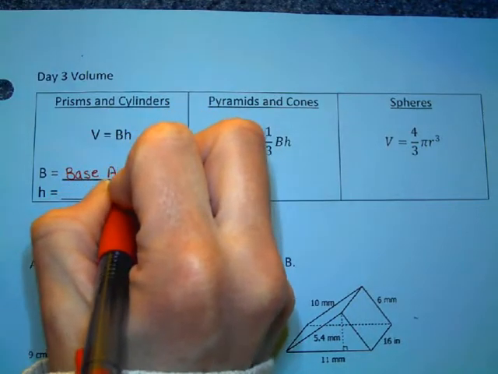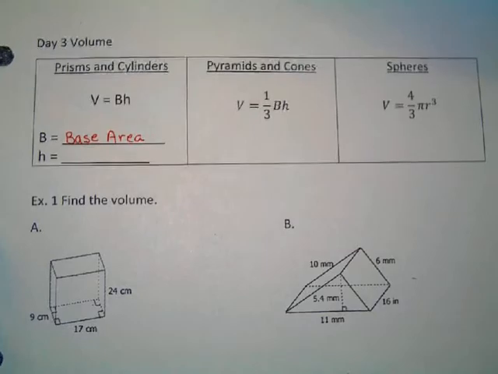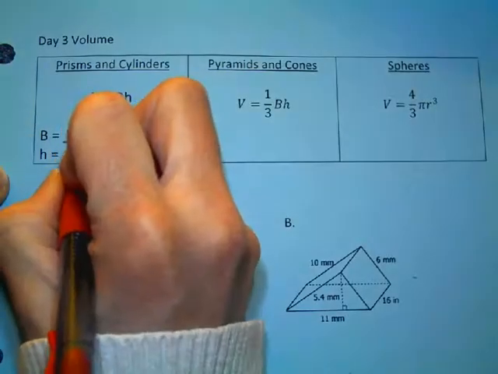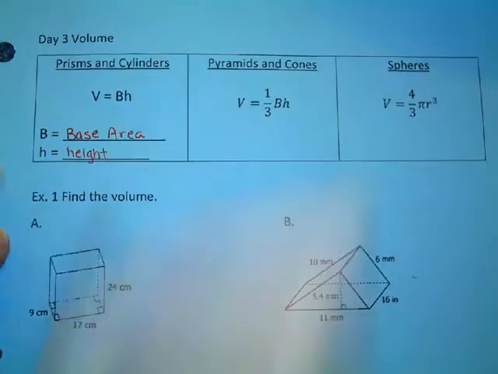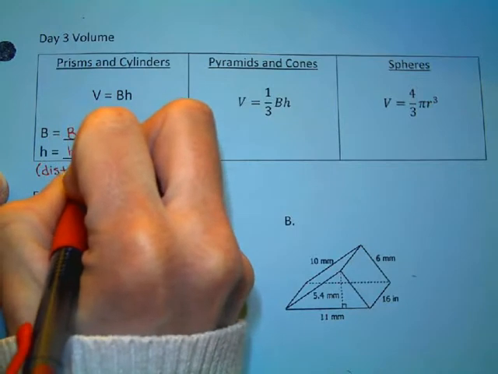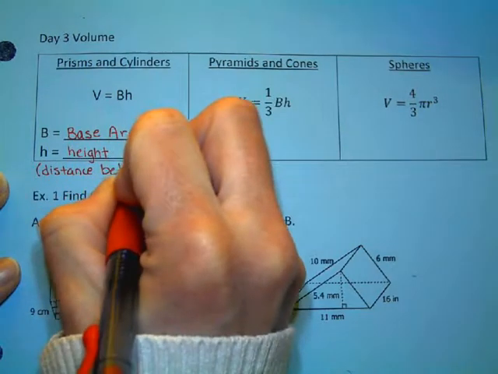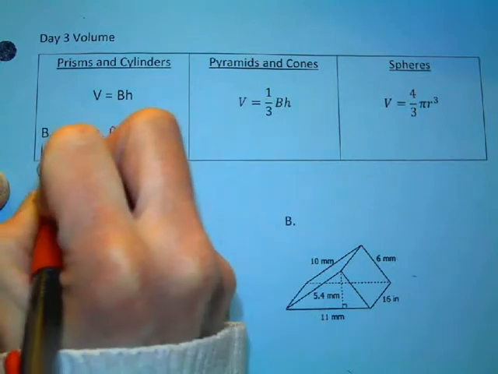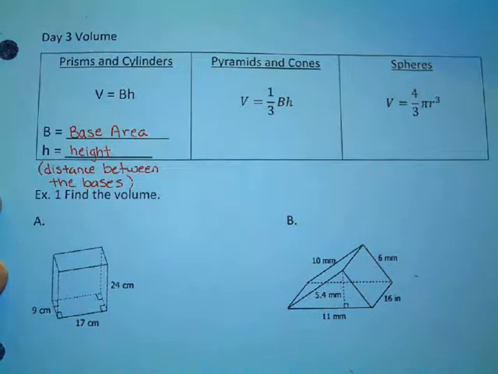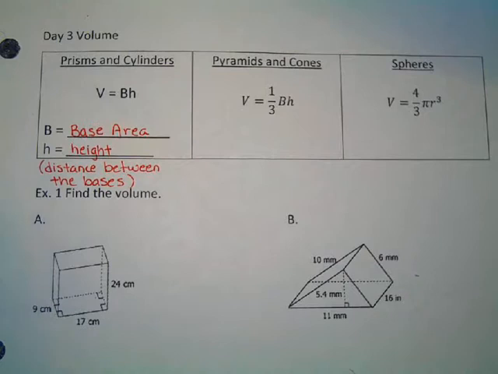Whereas most of our area formulas include a little b, and the little b stands for like the base of that object, not the whole base area. So capital B's are different than little b's, okay? H stands for the height. So what makes it 3D? It's the distance between the bases. And we'll do some examples of these, but the height is the distance between the bases, the height of the cylinder, the height of the prism.